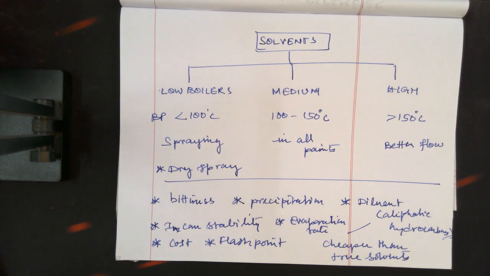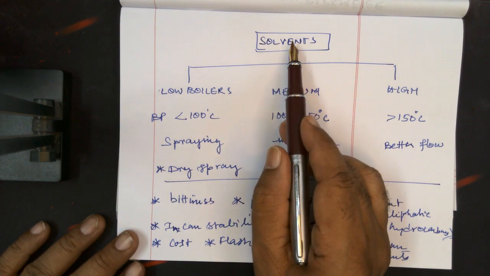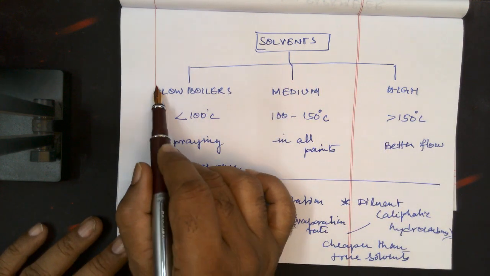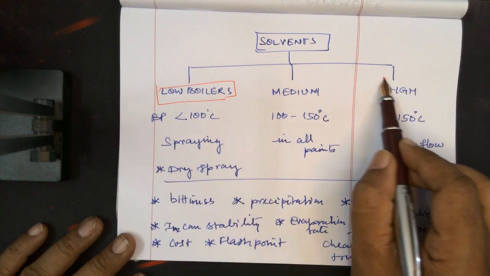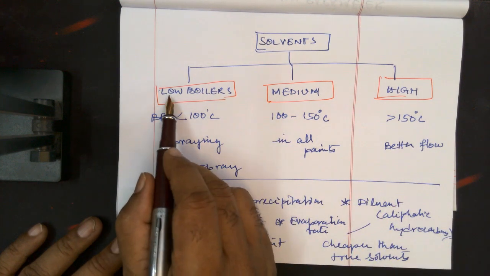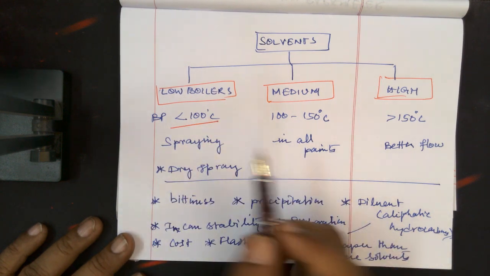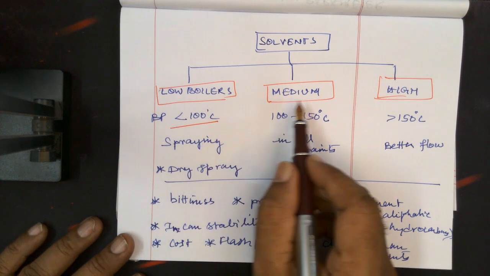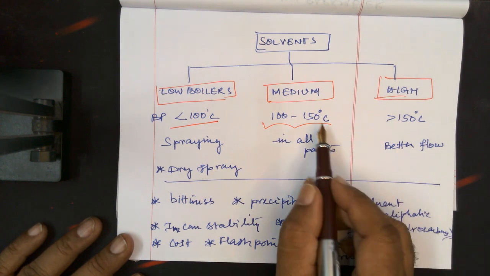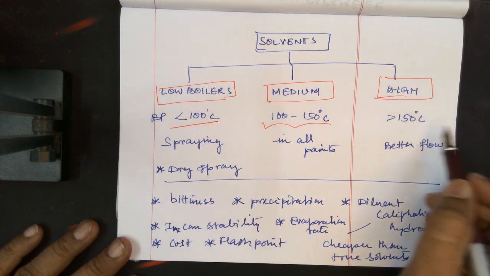Let me explain further about the boiling nature of solvents. Solvents can be classified based on their boiling range as low boilers, medium boilers, and high boilers. Low boilers generally have a boiling point less than 100 degrees centigrade. Medium boilers have a boiling point in the range of 100 to 150 degrees Celsius, and higher than 150 degrees Celsius can be called high boilers.